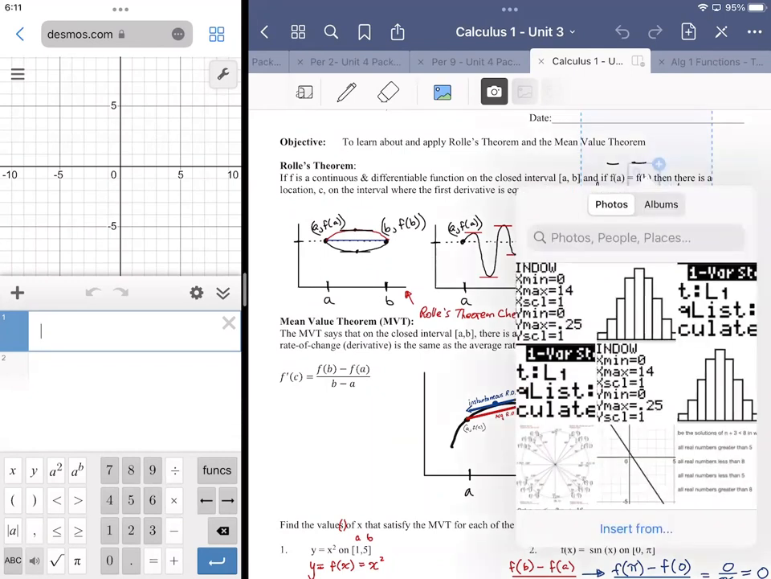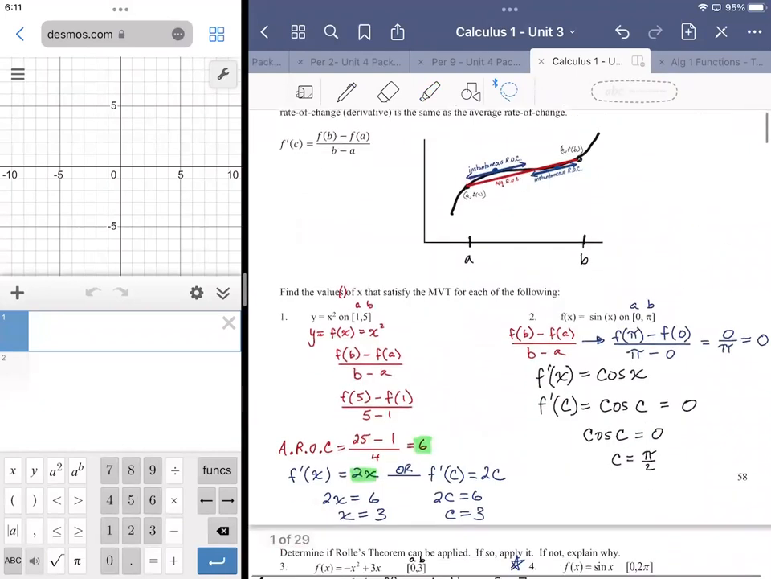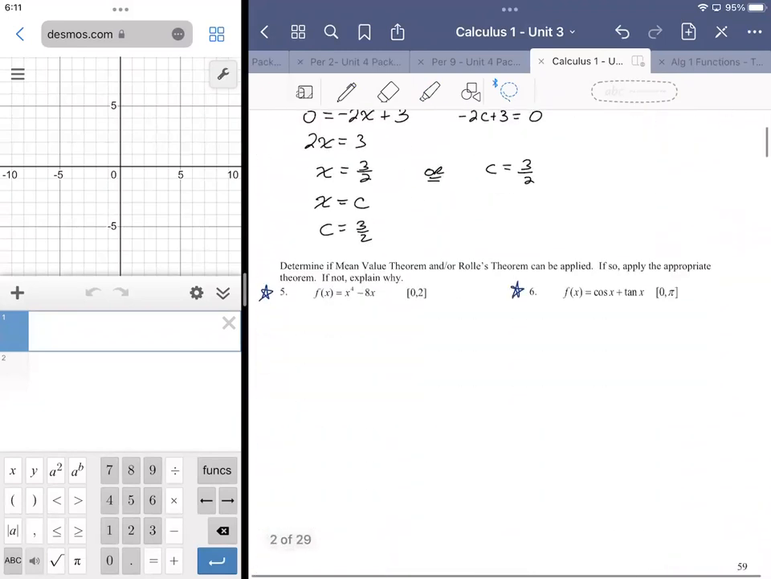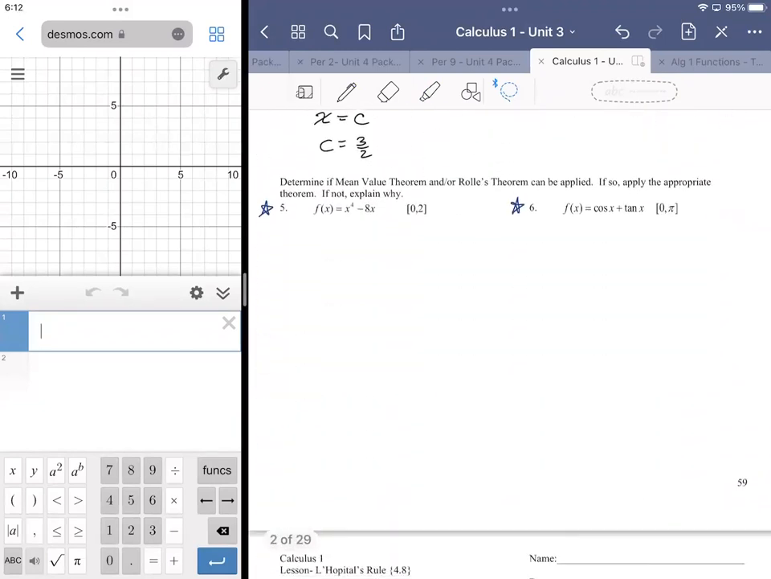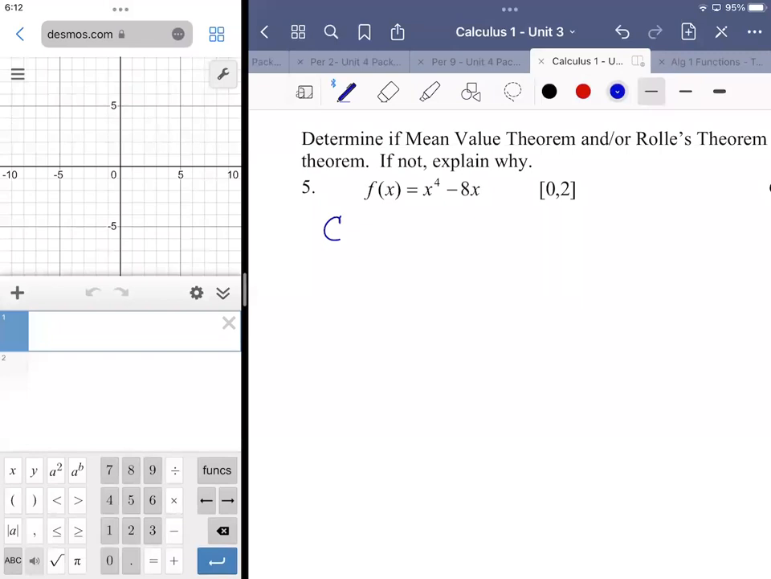That added component of f of a being equal to f of b. And these are some stray marks that really shouldn't have been there. So if I can evaluate the first, f of a equals f of b, to make a determination of whether Rolle's theorem would apply beyond whether or not there is a continuous, differentiable function on the closed interval. So starting with number 5, this one is continuous and differentiable.